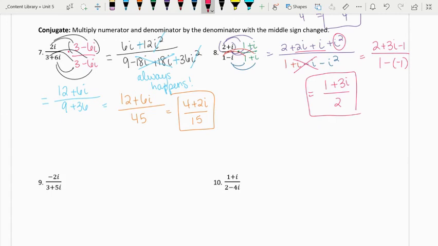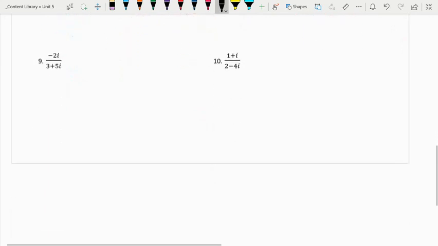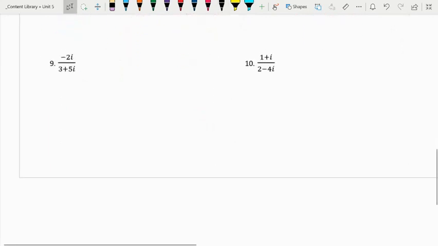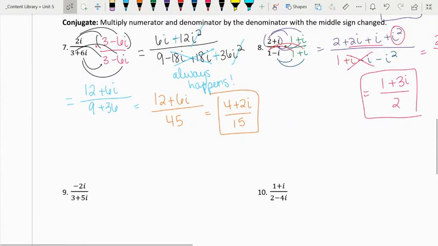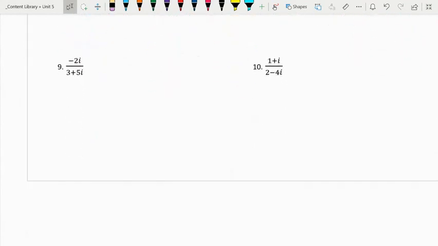At this point, go ahead and try number 9 and 10. They do mirror numbers 7 and 8. So pause the video and go ahead and get started on that one. And then I'm going to go through it pretty fast. At this point, you should have had enough time to go through these if you paused the video. So I'm going to get going on these.